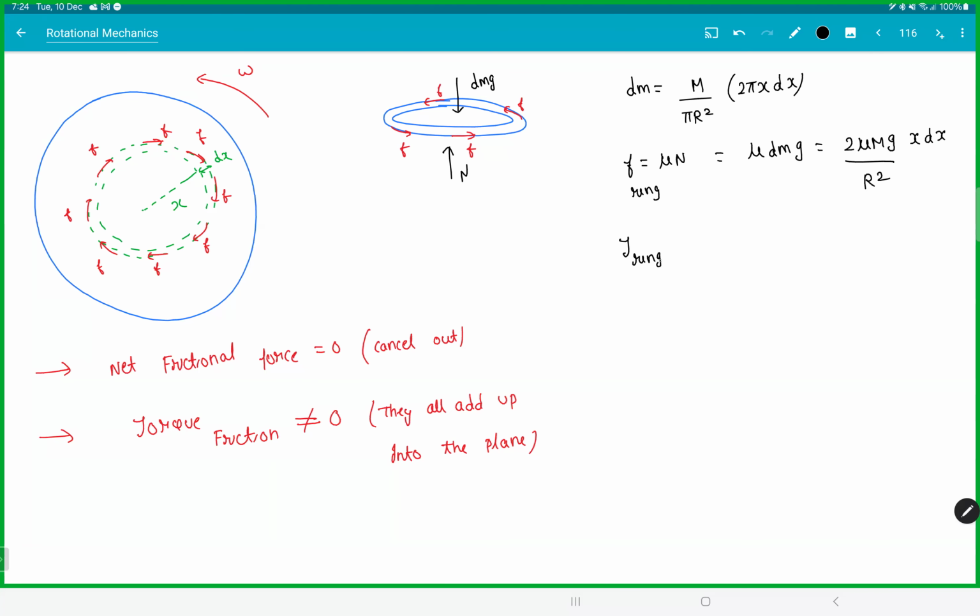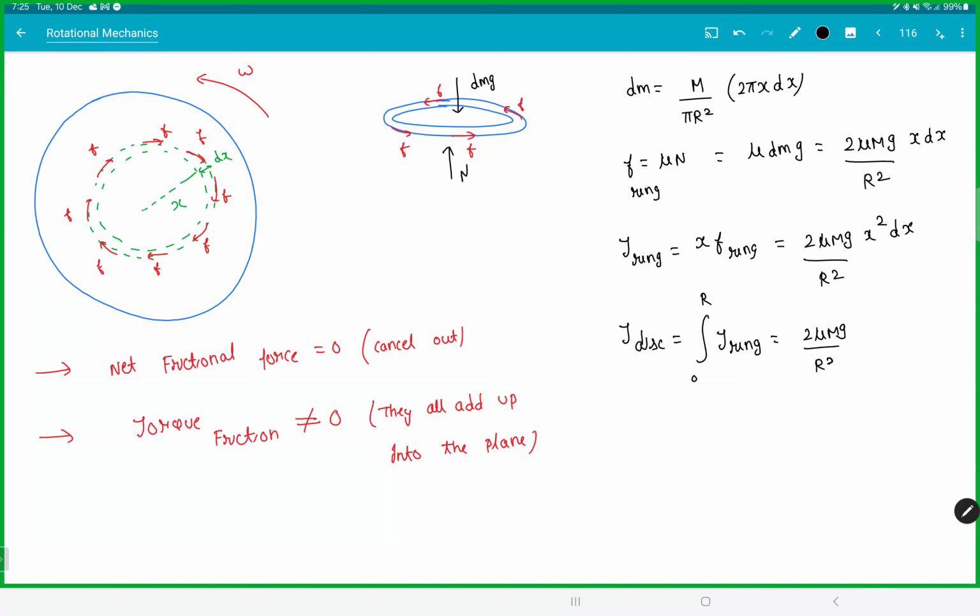Then what is the torque on the ring? Torque on the ring is the radius into the friction on the ring, the perpendicular distance. So this would be 2 mu mg x square dx by r square. And remember, all the rings are connected to each other, so you just can't take one ring. You have to find the total torque on the disk. That you get by integrating all the rings. The limits will go from 0 to r.